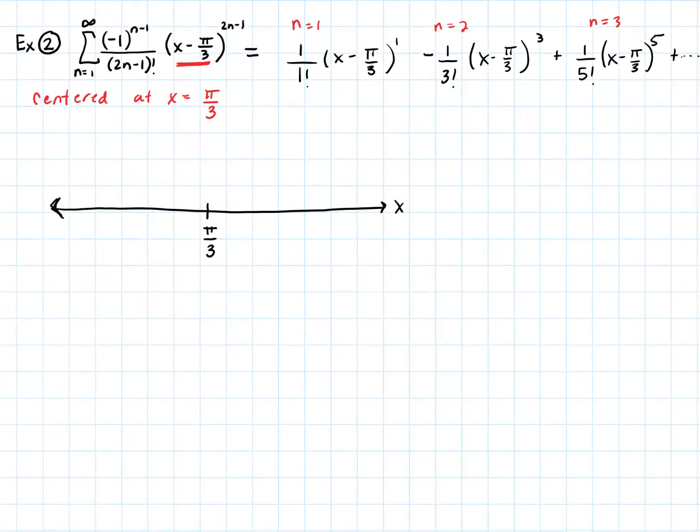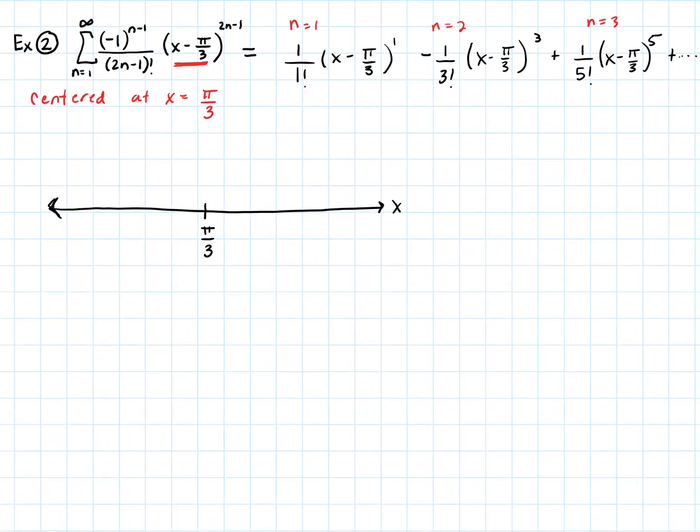So this was one of our examples in the first video where we said, okay, a power series, this is how a power series is defined, and here is what one would look like. This is an example of a power series, the series from n equals 1 to infinity. The coefficients are -1 to the n minus 1 over 2n minus 1 factorial, and x minus pi over 3 to the 2n minus 1. So in expanded form, it looks something like this. I just started to expand it out so we could see what it would look like in expanded form. Okay? So that's an example of a power series, an infinite polynomial.